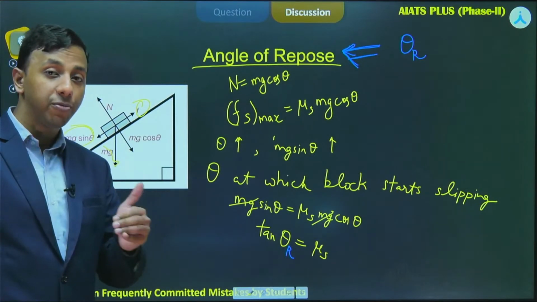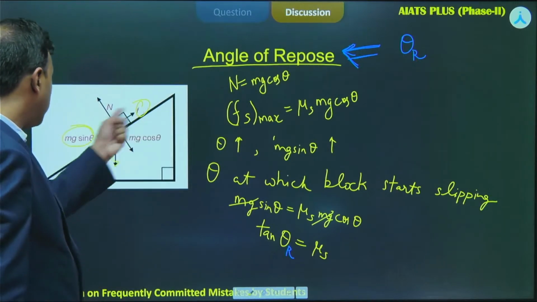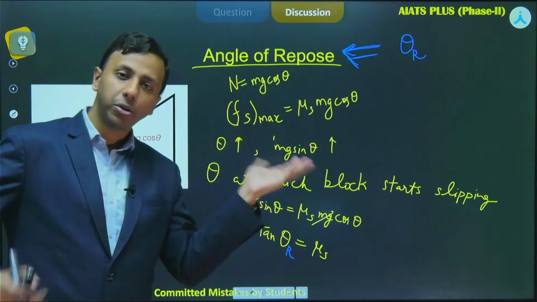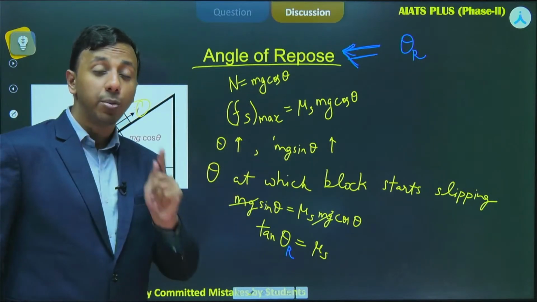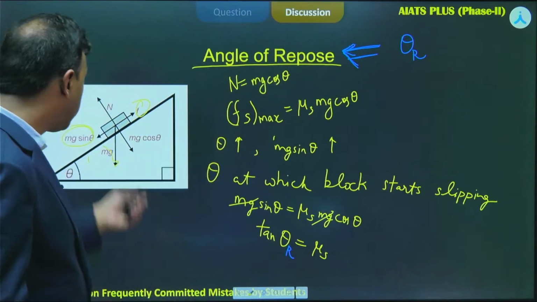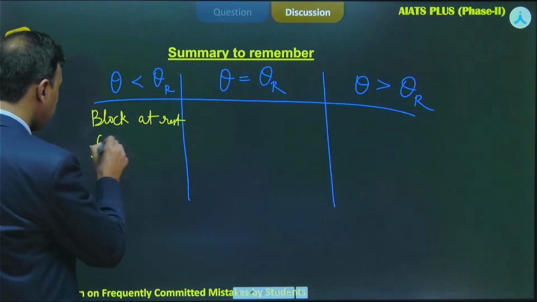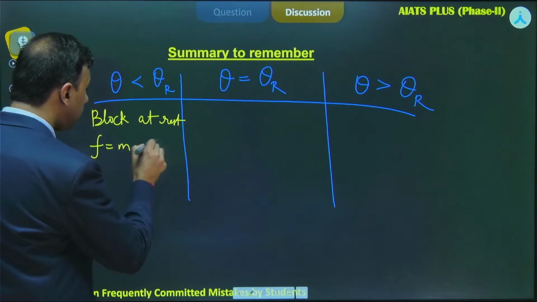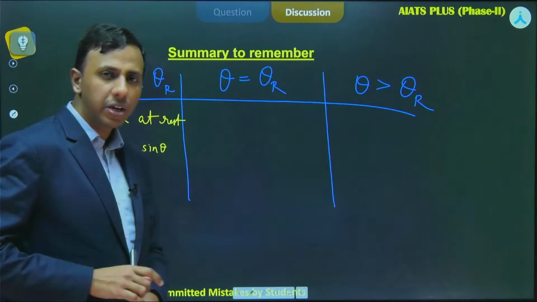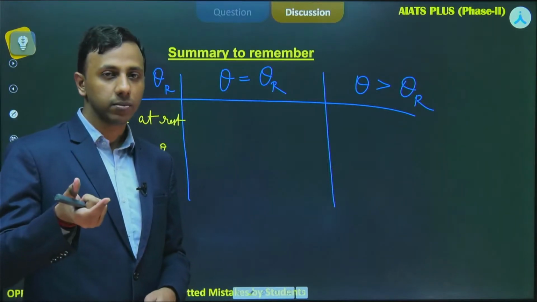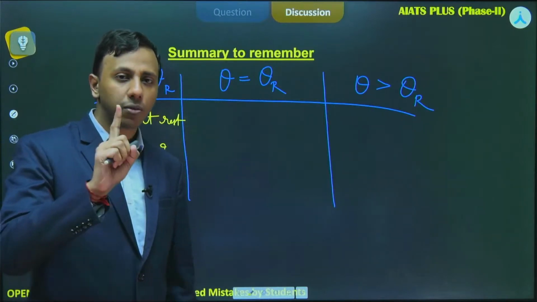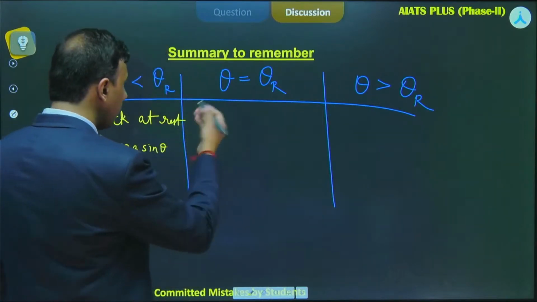That means what will be the value of friction? The friction would be equal to this mg sin theta only. Friction won't take this maximum value. There is no need to take this maximum value. This maximum value will be taken only at angle of repose, right? So in that case, friction we can directly say it is equal to mg sin theta, right? Theta equal to theta r, we can say the block just starts slipping, right? At that theta, block is at rest, but above that theta, block will start slipping, right?